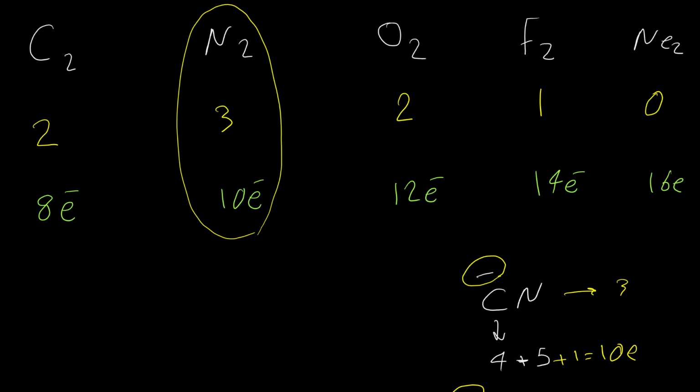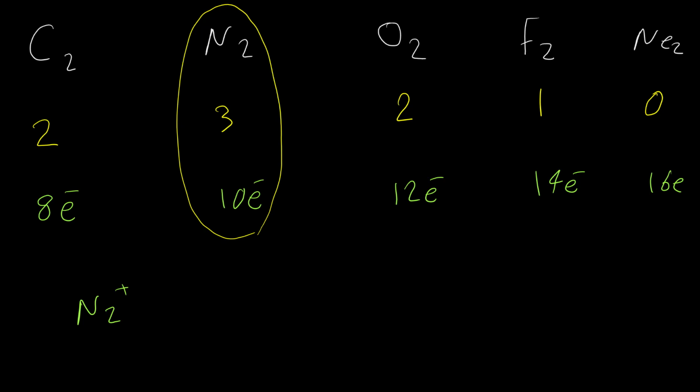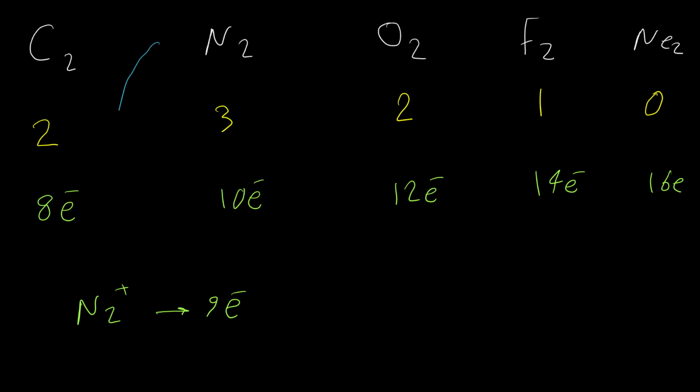For the next example, let's identify the bond order for N2+. We know N2 has 10 electrons, but because it is positive, it lost one of those 10 electrons. So we have only 9 electrons in N2+. If we take a look at these references, 9 electrons is in between C2 and N2. So our bond order should also be in between, so it should be 2.5. The bond order for N2+ is 2.5.